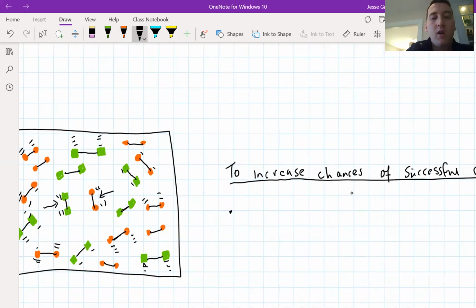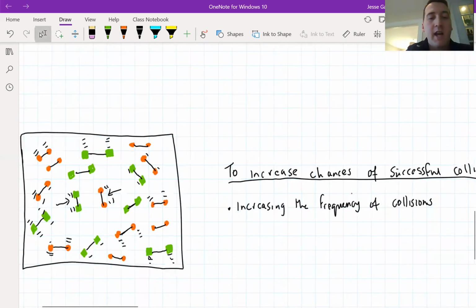So I call this increasing the frequency, which just means how often. Increasing the frequency of collisions. I do this by adding more reacting particles. By filling up the container with more particles, there's more chance it's going to happen, so you get collisions more often. We call this the frequency. So increasing the frequency of collisions means increasing how often they will happen.